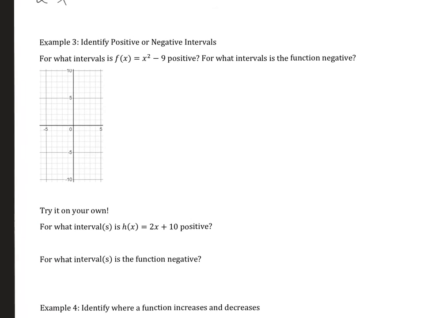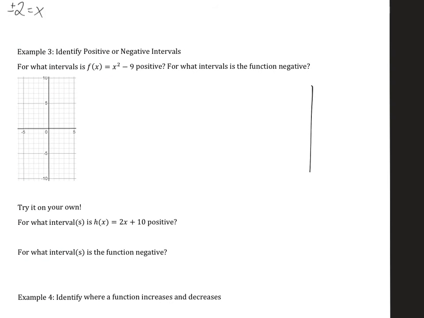Okay, now let's look at this next problem. For this portion, we're identifying positive and negative intervals. For what interval is f of x equals x squared minus 9 positive? What intervals is it negative? The main thing to know here, if I had something that looks like this, everything that's up on top is positive. Everything that's down on the bottom is negative. So if it's above the x-axis, it's positive. If it is below the x-axis, then it is negative.